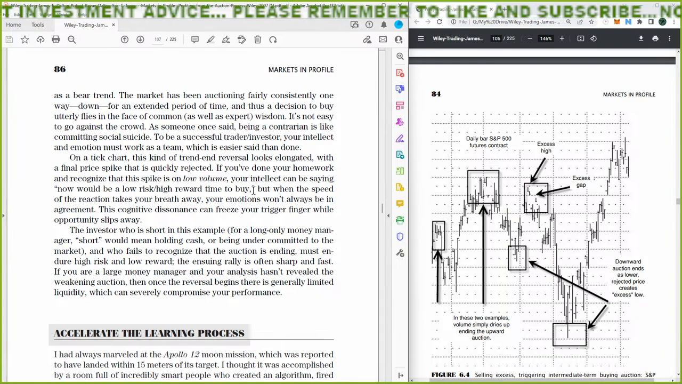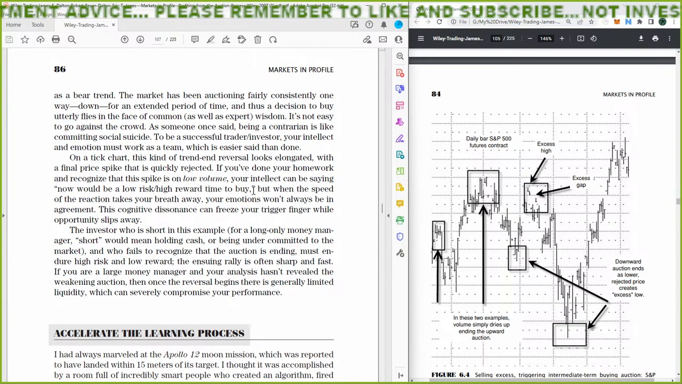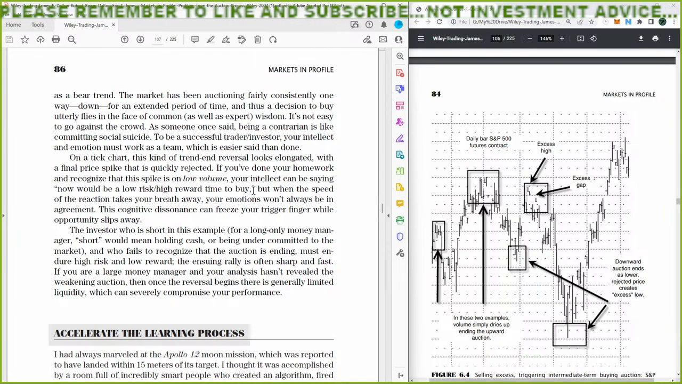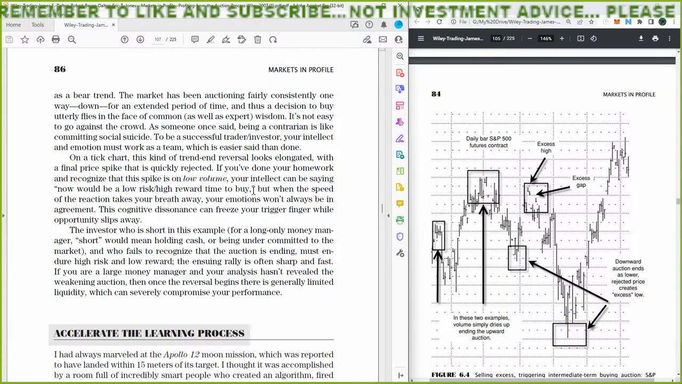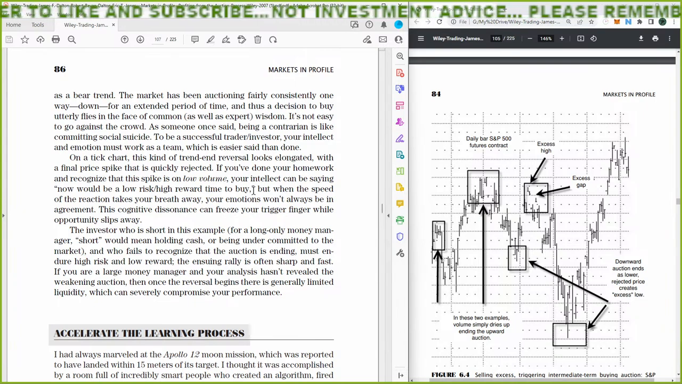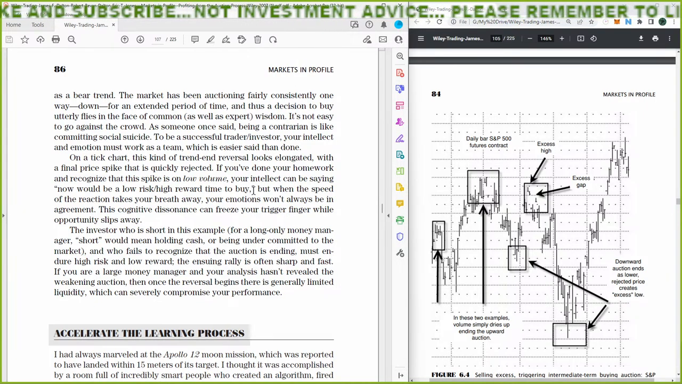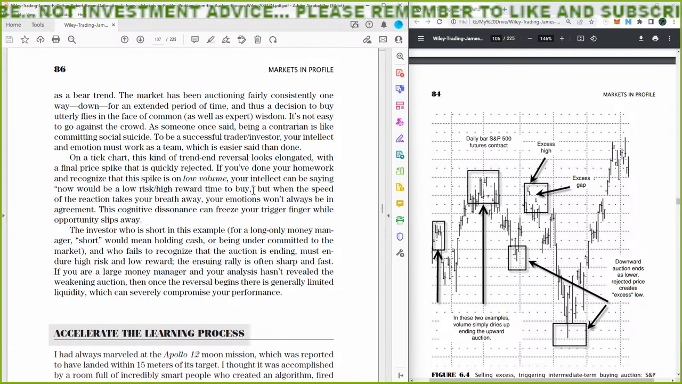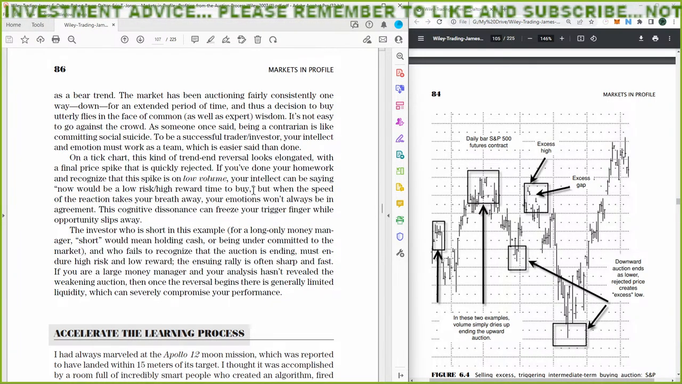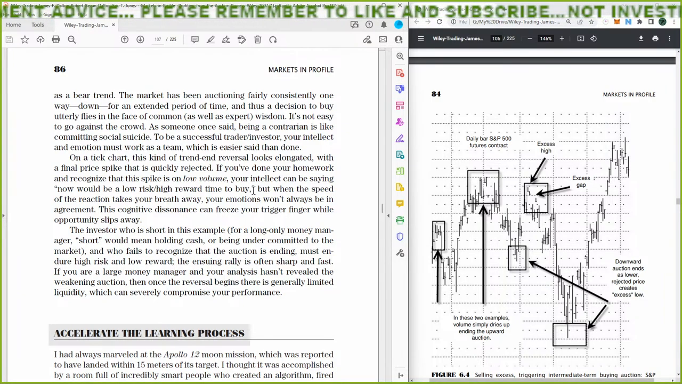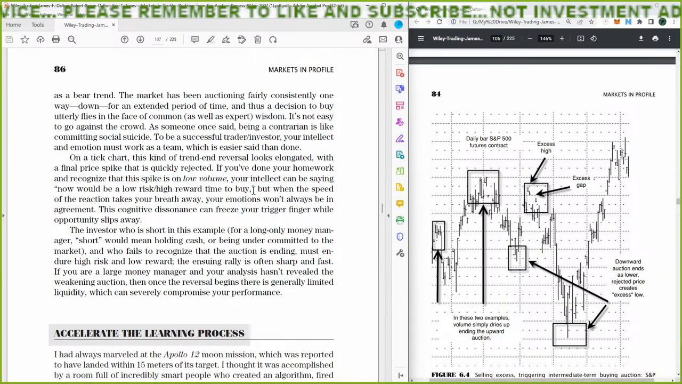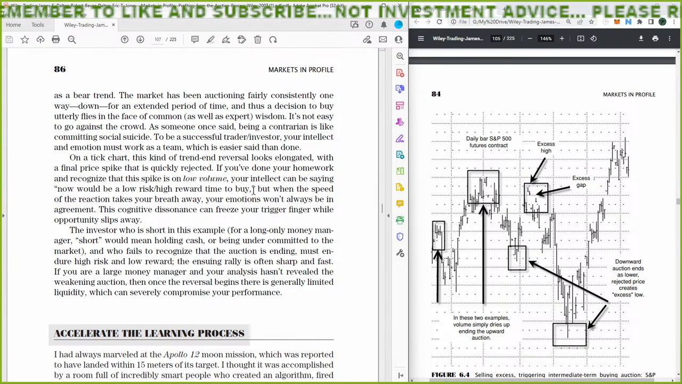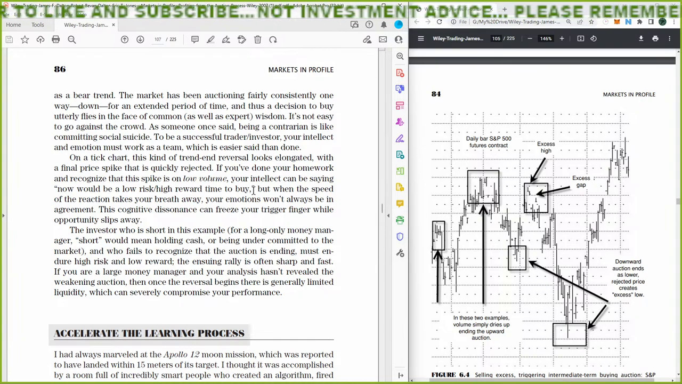On a tick chart, this kind of trend-end reversal looks elongated, with the final price spike quickly rejected. If you've done your homework and recognize that this spike is on low volume, your intellect can be saying now would be a low-risk, high-reward time to buy. But when the speed of the reaction takes your breath away, your emotions won't always be in agreement. This cognitive dissonance can freeze your trigger finger while your opportunity slips away.